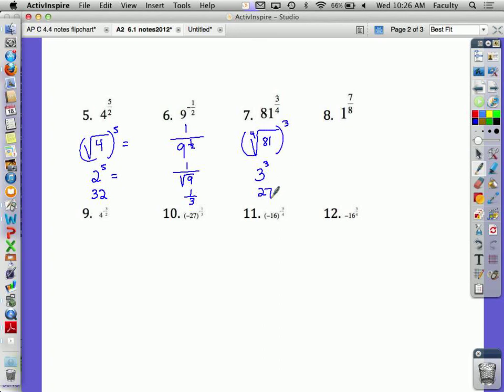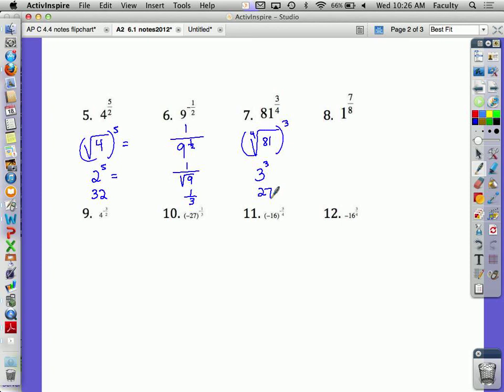Let's look at these. And then number 8, I was really being silly on this one, but let's see if you guys pick up on it. Number 5, this is the square root of 4 to the 5th, so that's 2 to the 5th, which is 32. And once you get the hang of this, I can do these without writing anything down except the answer. Like I do it in my head. That's 2 to the 5th, 32. That's how I do them.